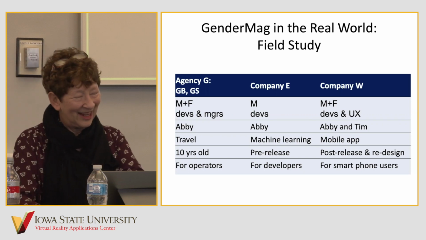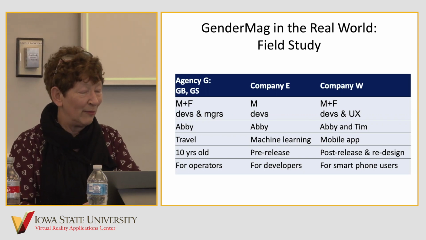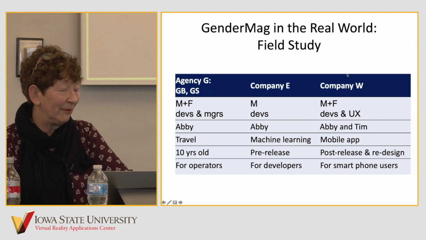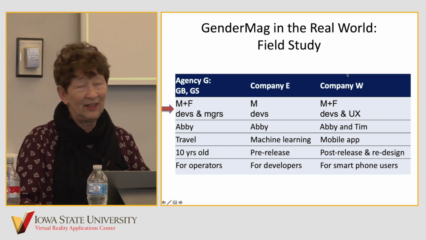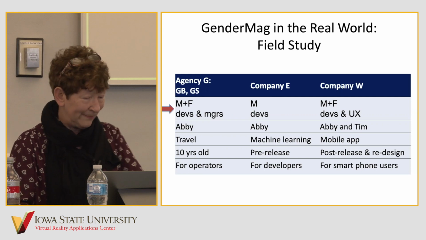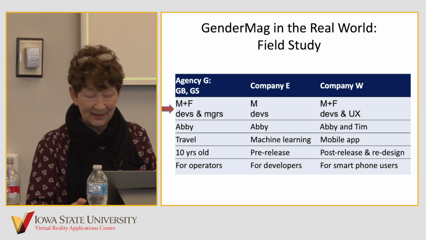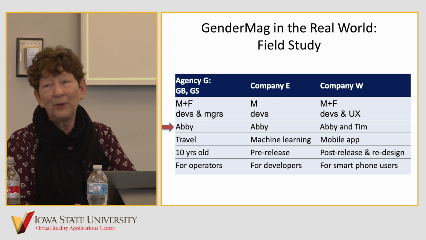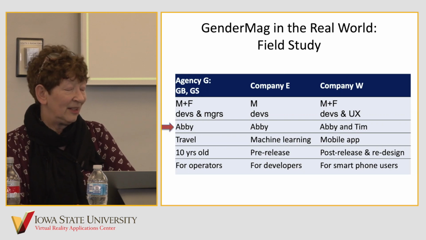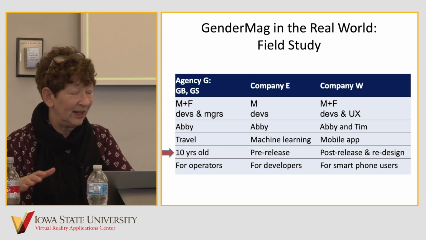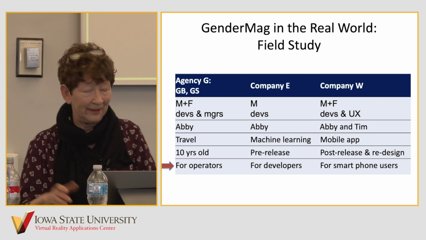Okay, so we had 4 real-world teams. 2 of them worked for a government agency. One was an East Coast technology company. One was a West Coast technology company. All I really want you to notice here is that there were a lot of different mixes of job titles that were involved in evaluating their own software. Some of them had both men and women, some just men. They had a variety of personas. Some used both Abby and Tim, some just used Abby. Different domains, different age of the software, and different kinds of users envisioned.